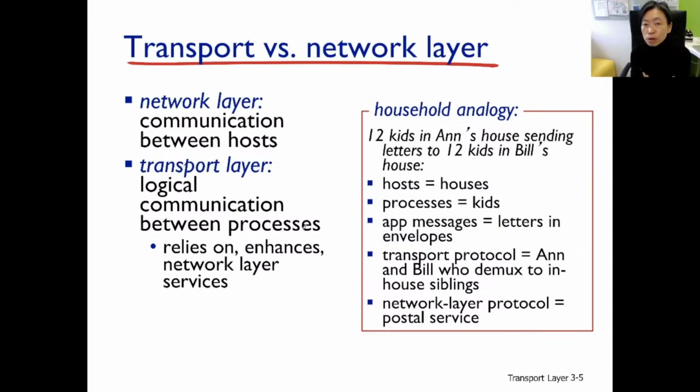What is the main role of these network layer protocols? What they do is provide communication between hosts, meaning enabling the sending of messages, packets, or segments through the internet and reaching the other host, from the source host to the destination host.